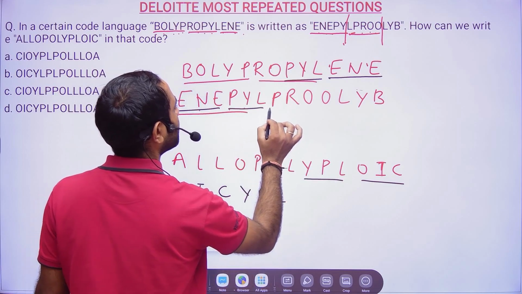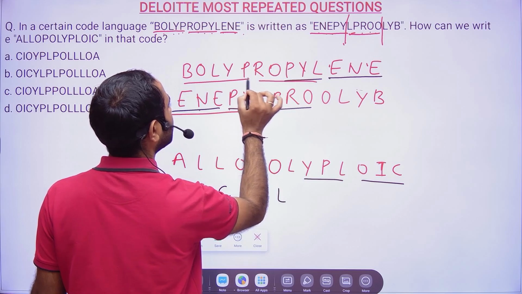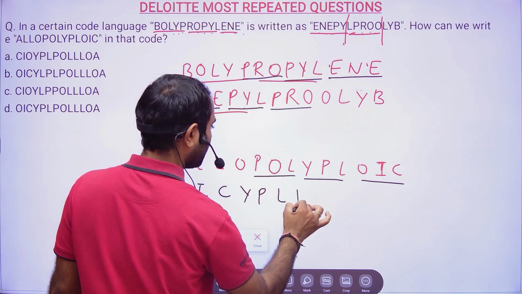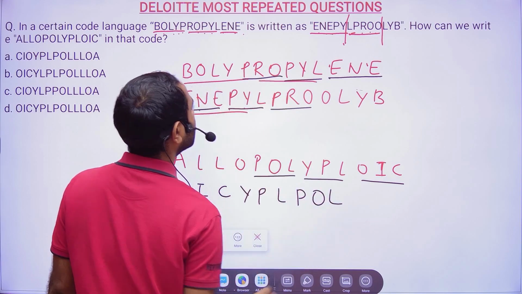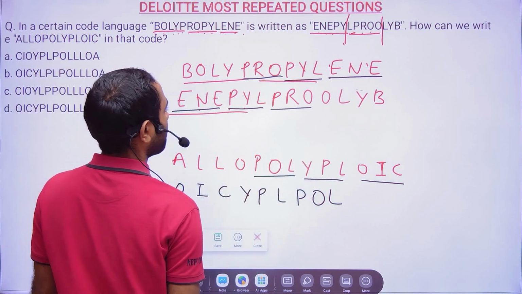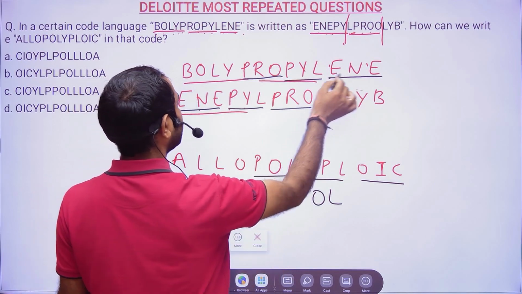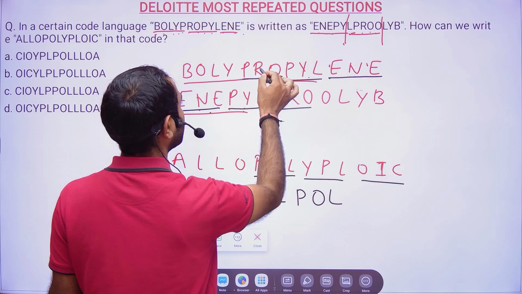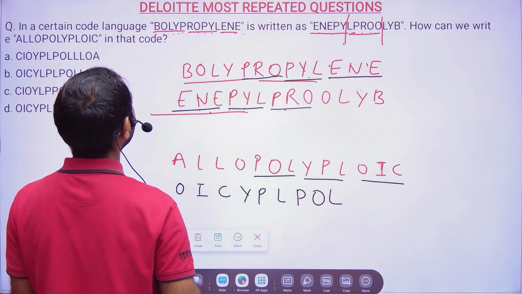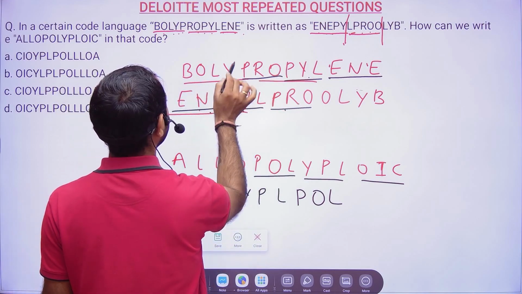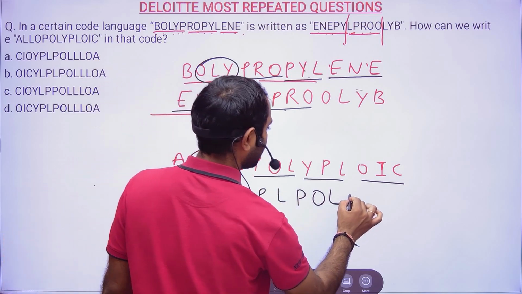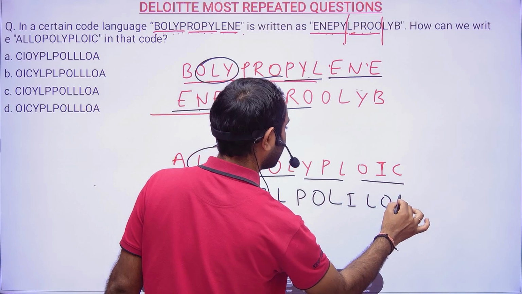Then next P, R, O, and here you can see P, R, O. So next is nothing but here P, O, L. So P, O, L. Okay. And P, R, O till it is done. Okay. So E, N, E, P, Y, L, P, R, O. And then we have B, O, L, Y, right? So O, L, Y here. So here what we will do? I, L, O. So I, L, O. And the last letter is A.